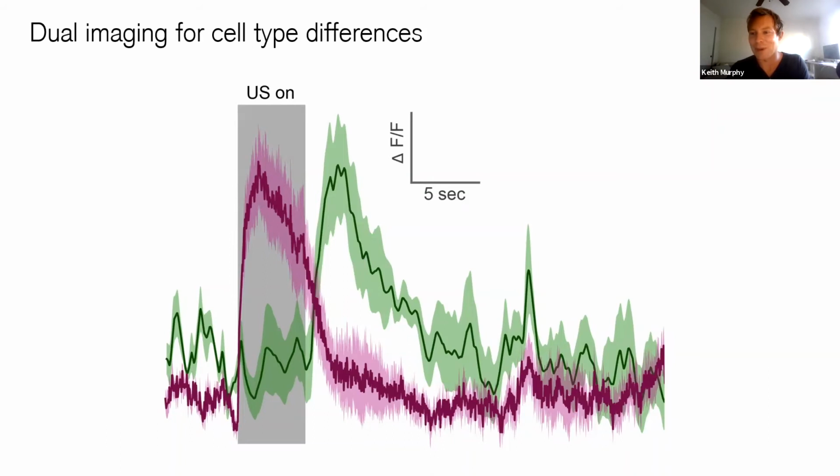Kim, what thought experiment would you have after seeing data like this? I'm not sure. Okay, I'll give you one. That's okay. I'm putting you on the spot very quickly.